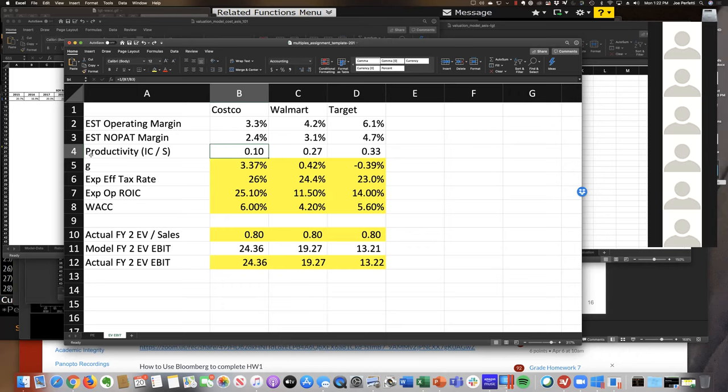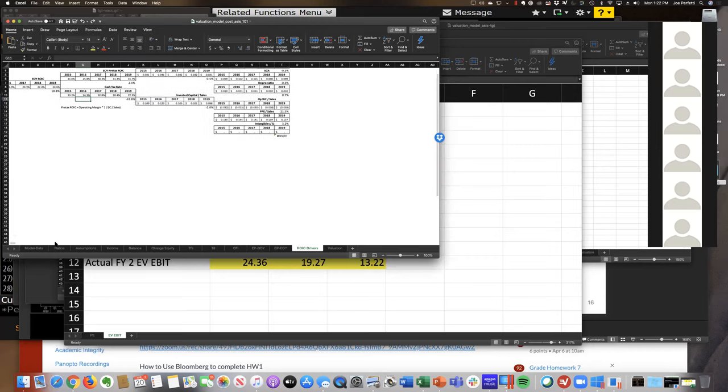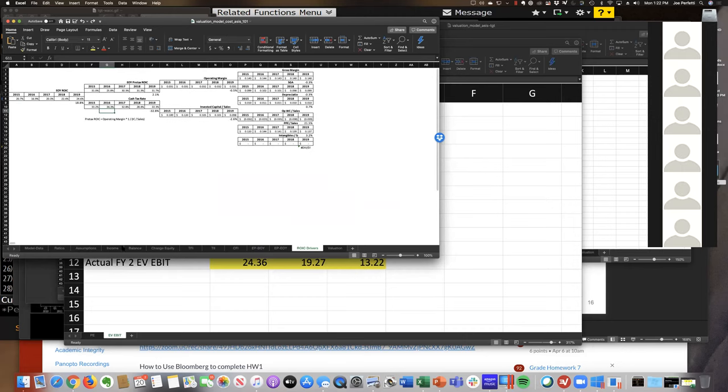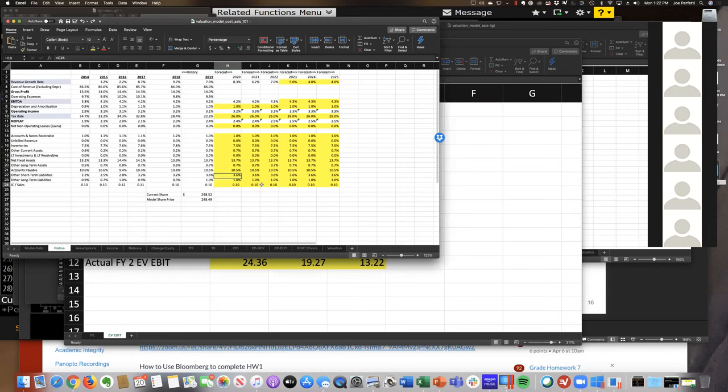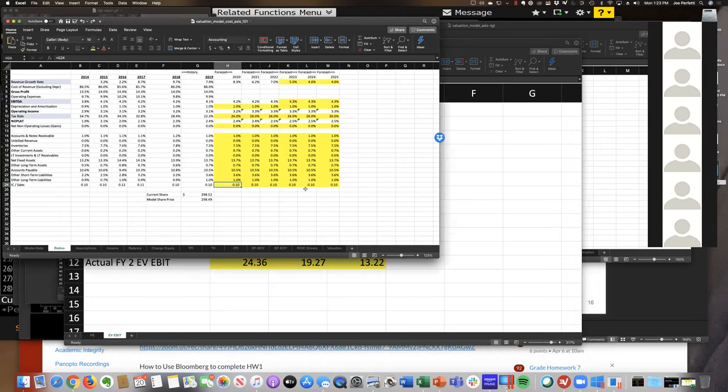If you remember, when we did our Walmart valuation, or Costco valuation, one of the assumptions I said was, look at the ratios. What should the productivity be? And I said, well, probably around 10 cents. Well, this 0.1 is that 0.1. So the ratios are reinforcing that the market is using this productivity long-term.